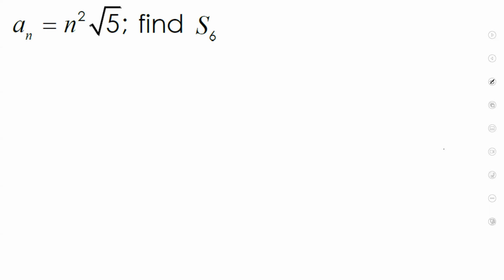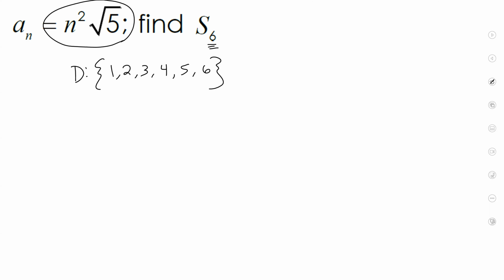Next example, I want 6 different terms. I want it up to 6. So for my domain, I'm going to plug in 1, 2, 3, 4, 5, 6. These are the numbers I'm going to plug into this rule. Okay? So my first one, we plug in a 1. 1 squared is just 1, so my first term is a square root of 5. We did that one. Next, let's plug in a 2.